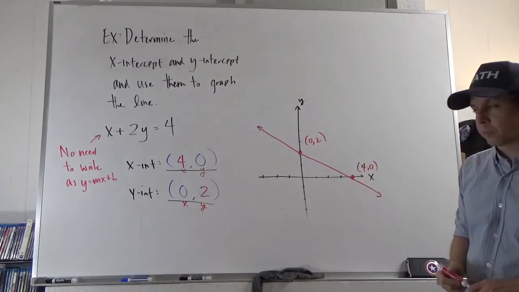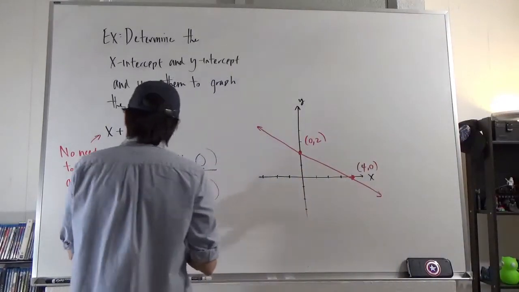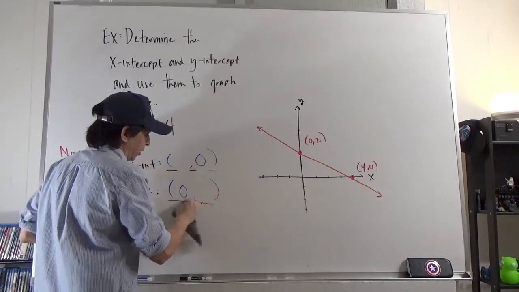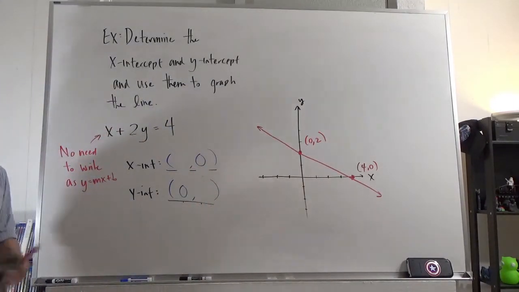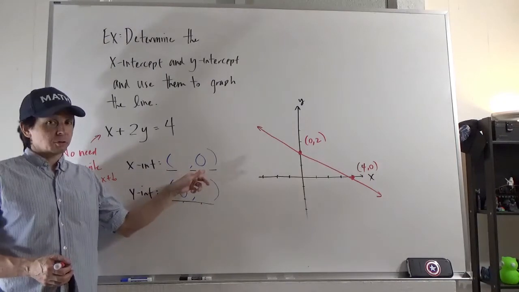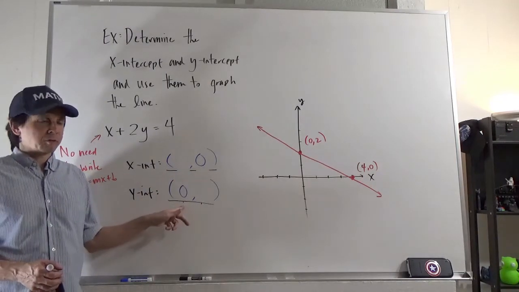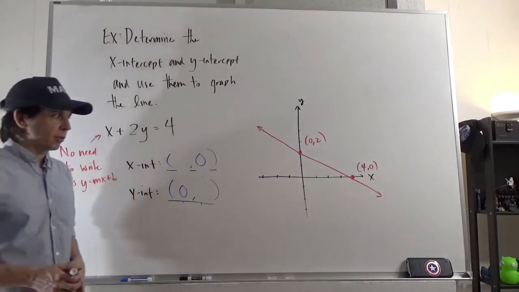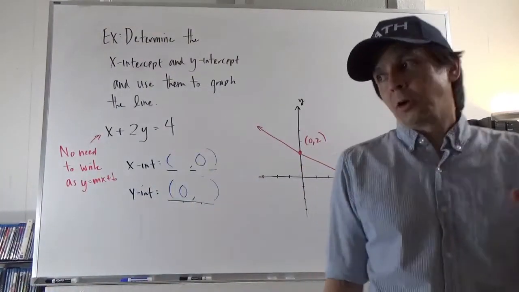And I'm done. Okay, so to recap, before I even got started, I set up my ordered pairs, filling in the zeros that I know: any x-intercept has to have a 0 there, any y-intercept has to have a 0 there, and then using those zeros in those equations and solving for the other variable. Okay, one last thing.